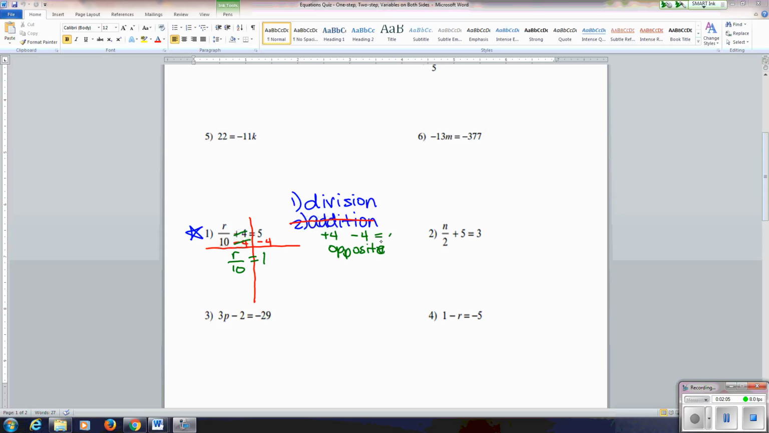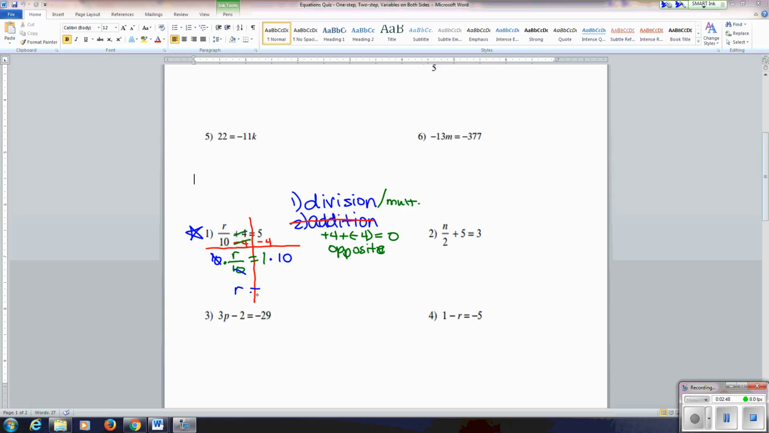Opposite, because positive 4 and negative 4 add to 0. If you want to look at it like this, that's a little bit easier. Plus 4, a positive 4, and then a negative 4 add to 0. Now, the opposite of division is multiplication. So the way we're going to undo this division is by multiplying both sides by whatever it is we divided our unknown by. So if our unknown, whatever it is, is divided by 10 and we get 1, if we multiply this over here by 10, we should get the number we started with, which is R.